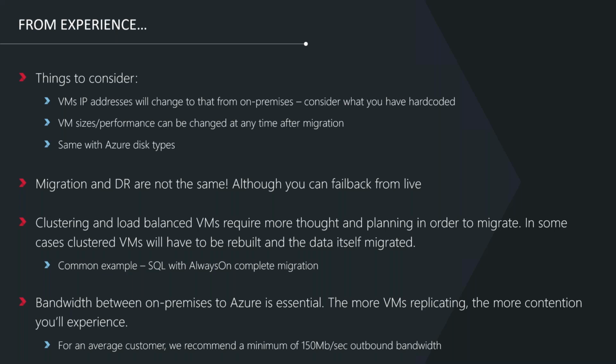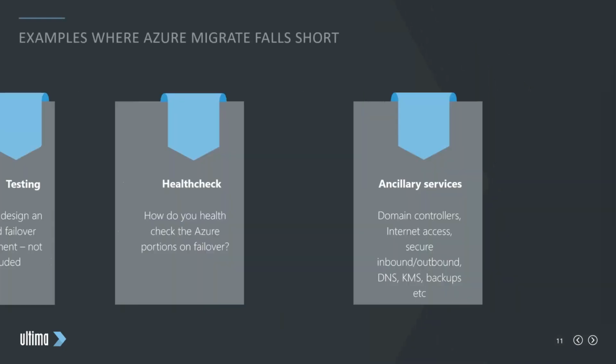And also bandwidth is key for this particular service. Obviously the more VMs you're going to be replicating at any given time, the more contention you'll experience in a particular migration scenario. So we recommend an absolute minimum of 150 megabits a second outbound connection. This is not going to go over the VPN. This is going to go over your outbound internet connection, obviously secured, as I mentioned, and you're going to need a reasonable amount of bandwidth to be able to replicate this without either flooding the connection for everything else, or getting absolutely tons of warnings where it's not able to replicate the delta changes happening in the background quickly enough. So if you've got a very small internet pipe and you want to have a look at this, you are going to have to take that into account in terms of potentially increasing it.